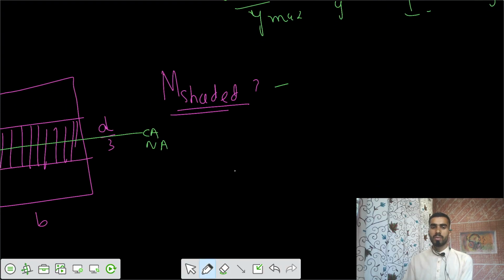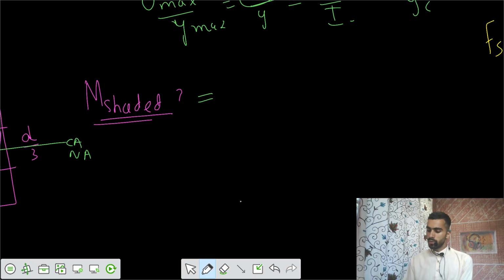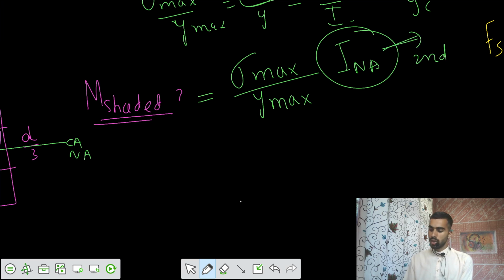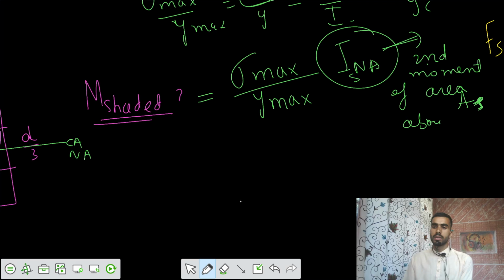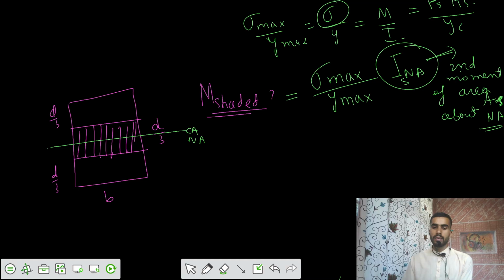For this one, we have the equation of moment shaded on similar grounds. The moment shaded equals sigma max by y max into the value of I neutral axis. That is the second moment of area of that shaded area. You have to get the second moment of area about the neutral axis, so I write it as I_SNA. Now can I get the values?